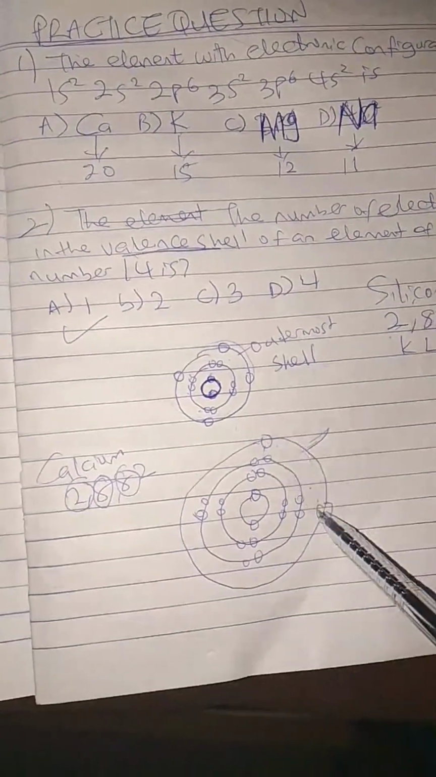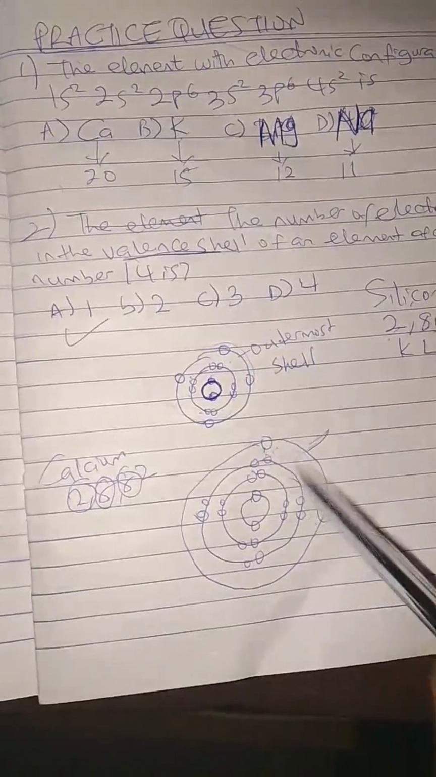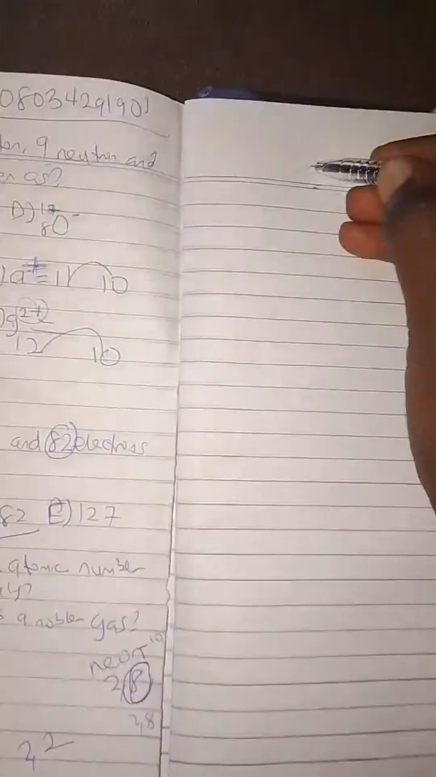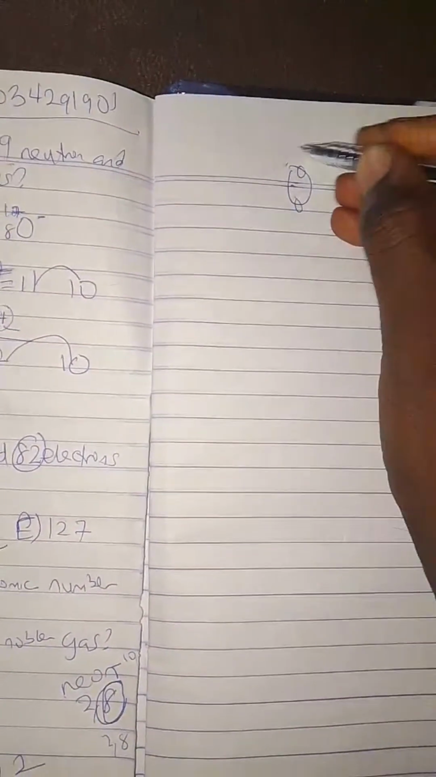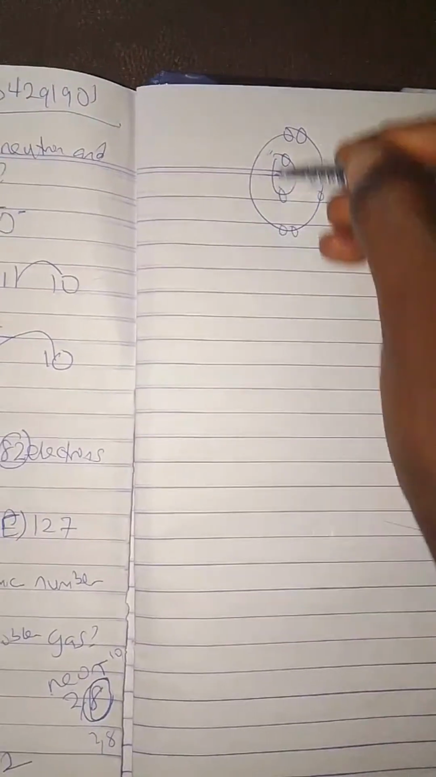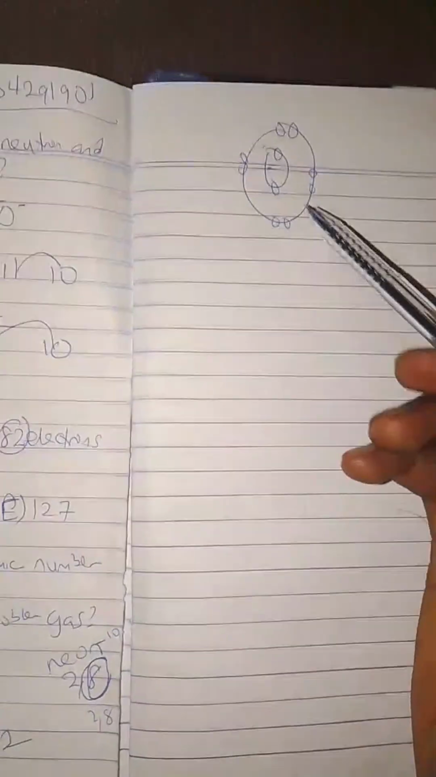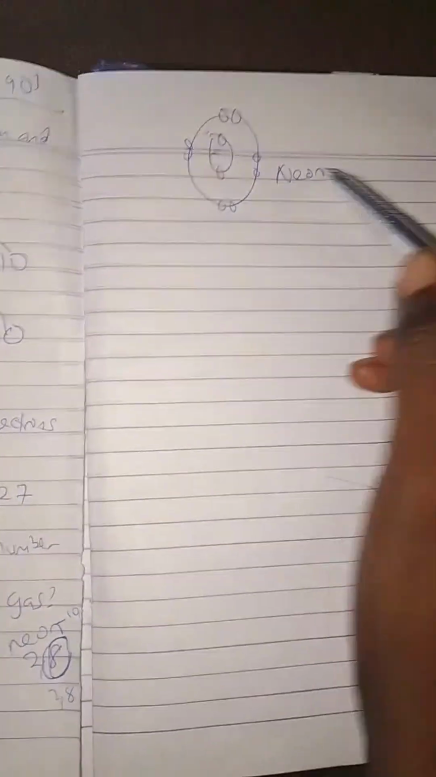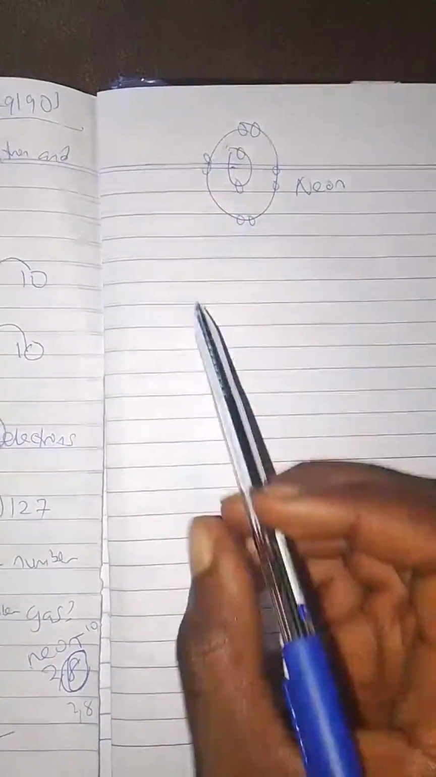You can say that we have 2. It means it is not complete. If we are to write neon, we will write it like this: 1, 2, 1, 2, 3, 4, 5, 6, 7, 8. Nowhere to write. It means neon is a noble gas. It already attained that octet rule. It means neon is complete.